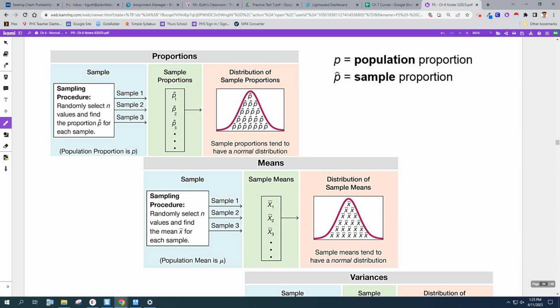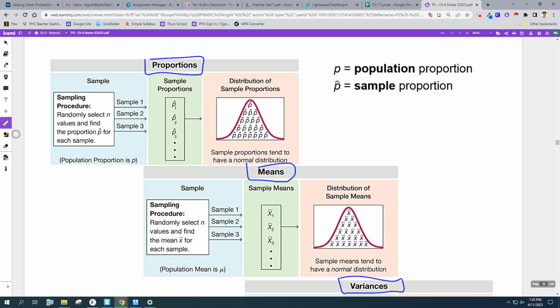All right. The next slide, you've got a whole bunch of information about proportions and means and variances, and there's a lot of repetitiveness. All that stuff looks the same. You've got a normal curve and stuff, but what I want to tell you first of all is what they're talking about when they talk about a proportion.